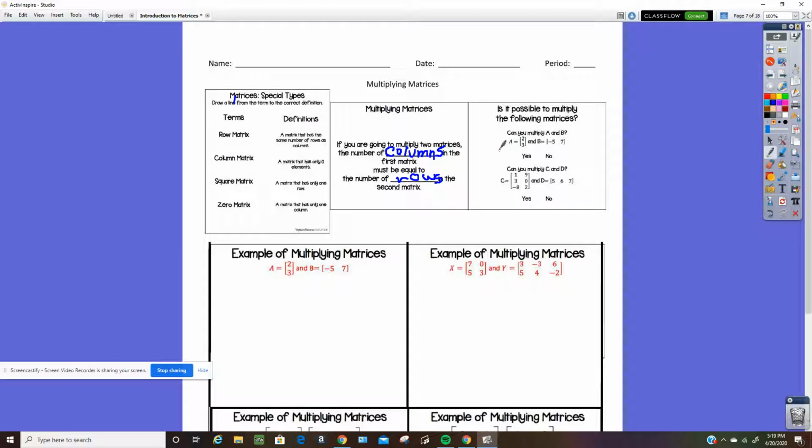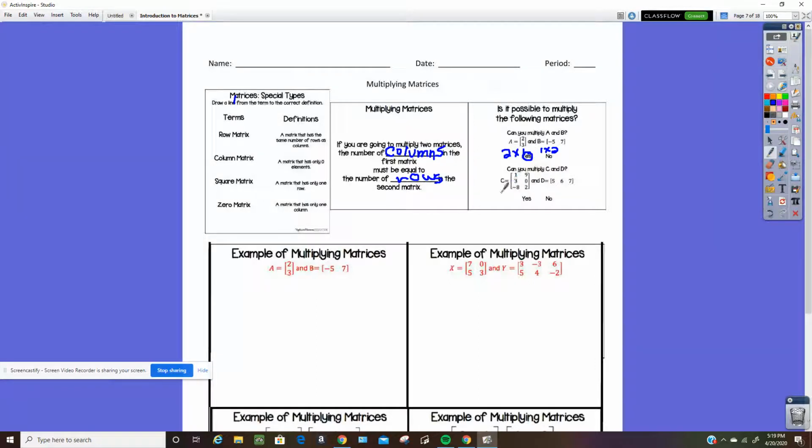So here A is a 2 by 1, and B is a 1 by 2. So basically, you're seeing if these numbers equal each other, and they do. So both of these are 1. And when I multiply these two together, the dimensions are going to be the outside two numbers. So first I check that these two numbers match: the number of columns in matrix A equals the number of rows in B. So yes, those can be multiplied.